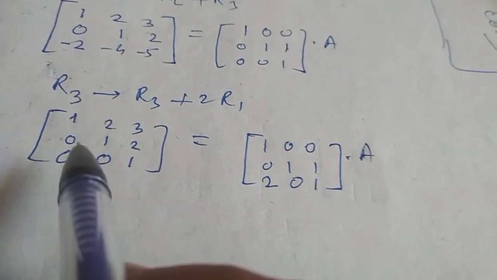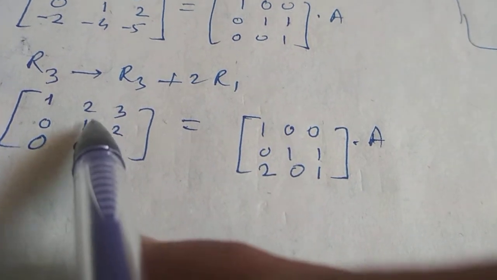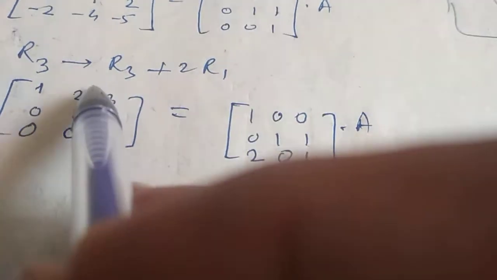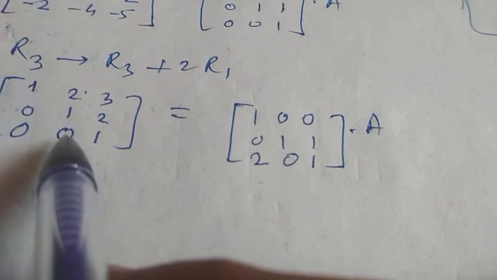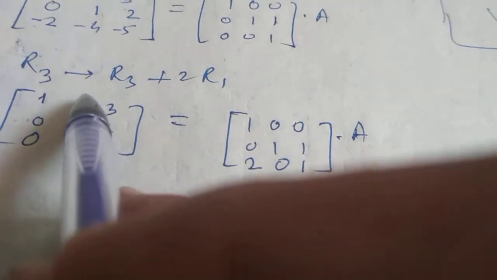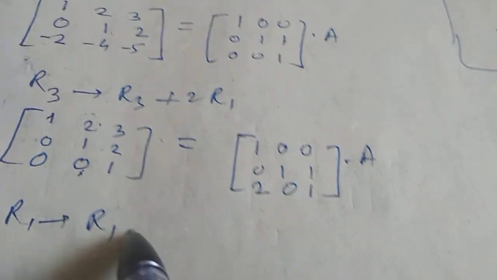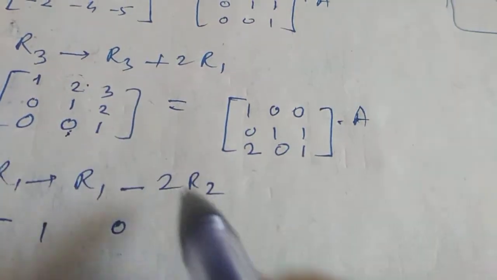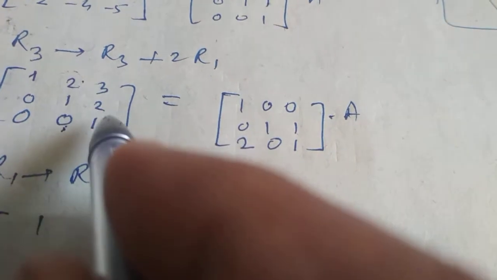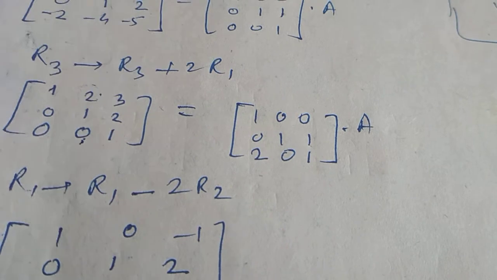Next we have our aim. After this we need to focus on this. Yes, 1 we have got. If 1 is got, then these two entries should be 0. One of the entries we have got 0, so our purpose is solved. Now we have to focus on this element, which should be 0. That can be obtained by applying R1 changes to R1 minus 2 times R2. So we get 1, this will be 0, 3 minus 2 times 2, that is 3 minus 4, that is minus 1. So 0, 1, 2, 0, 0, 1.